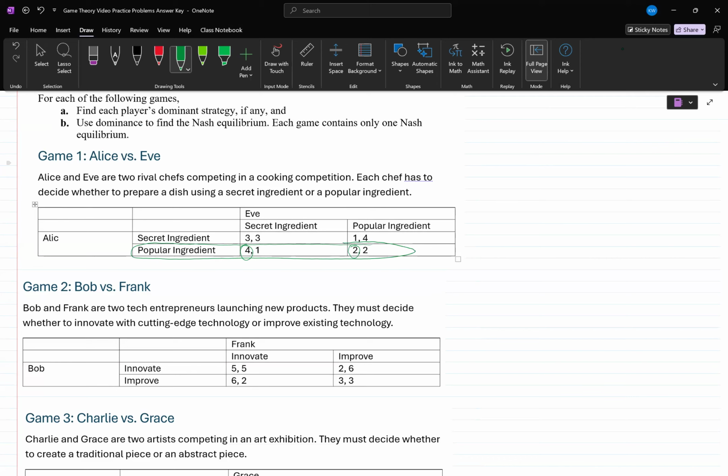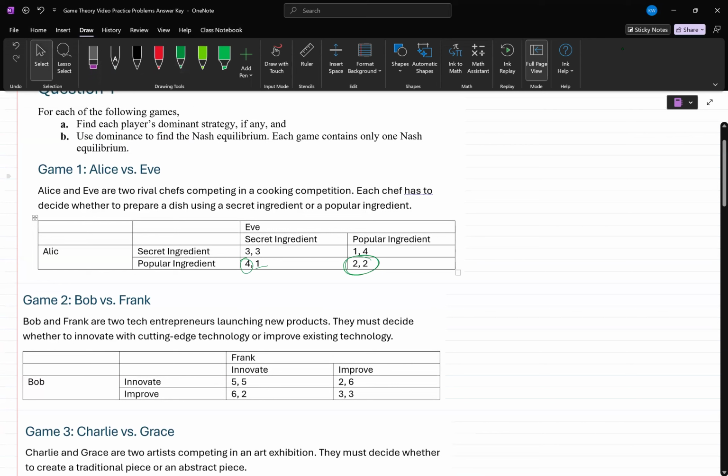Now for Eve, we want to evaluate what she will do given that Alice is always going to play a popular ingredient. If she plays a secret ingredient, she gets a payoff of 1. If she plays a popular ingredient, she gets a payoff of 2. 2 is better than 1, so she's also going to do popular. So we end up in this cell, popular ingredient, and that is the Nash equilibrium. And so each player's dominant strategy in this case is going to be to play the popular ingredient.